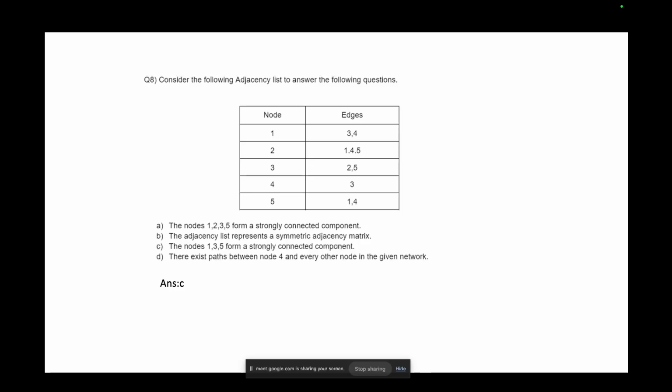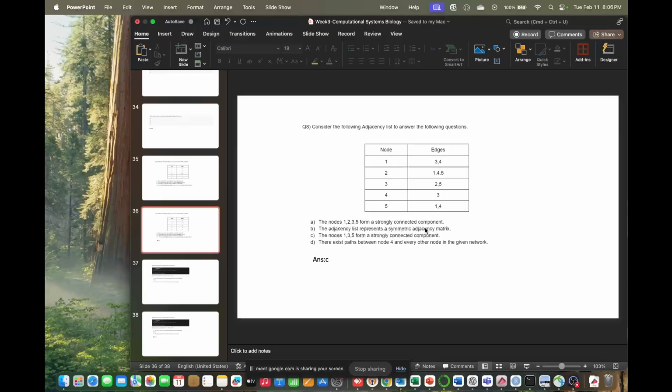1, 3, 5 is strongly connected because 1 to 3 is connected, 3 to 5 is connected, and 5 to 1 is again connected. So that is a strongly connected component. You have to consider this as a directed graph. This is not an undirected graph. If you consider this as an undirected graph, this is a fully connected graph. So this is not an undirected graph. This is a directed one. And yeah, option C is the correct one.